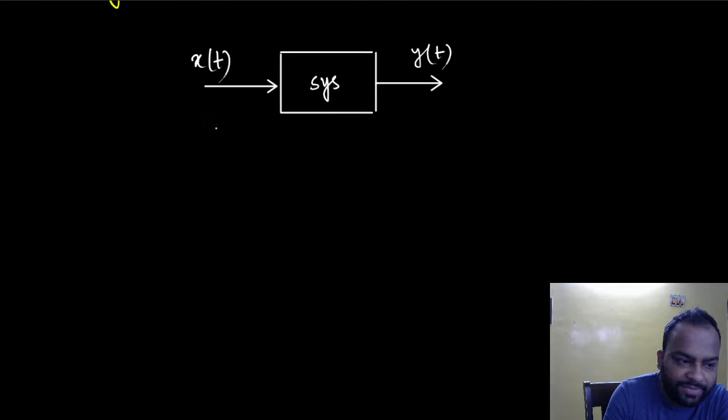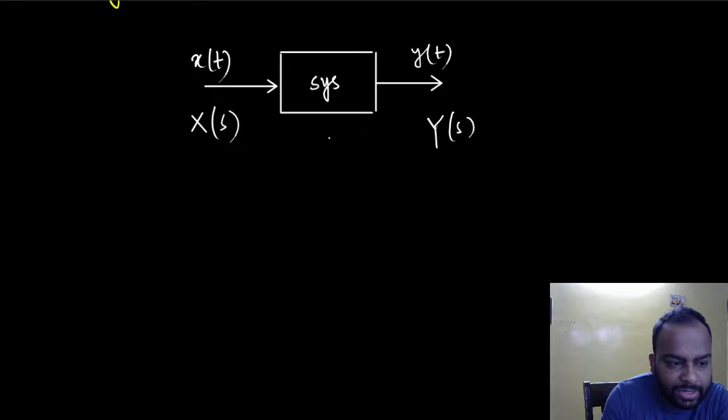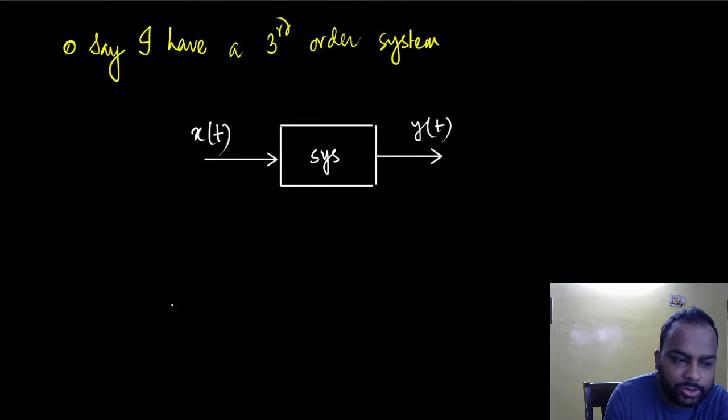We can do the transfer function modeling. So I can say this is X(s), this is Y(s), and this will have a transfer function G(s) in that case, and Y(s) would be the product of X(s) and G(s). But we are not going to do that here. We are going to do that just to tally our result.